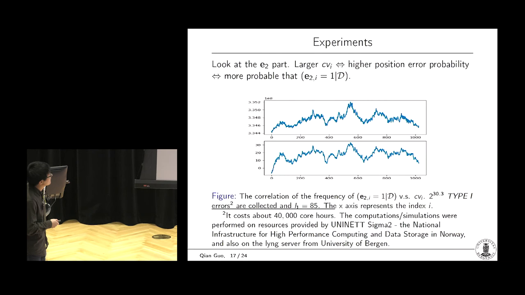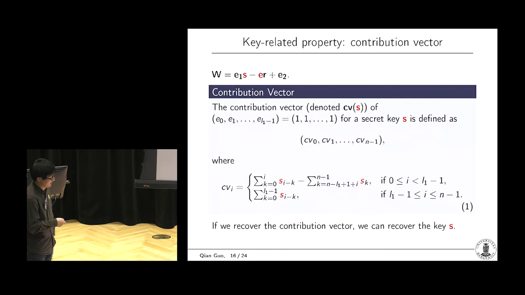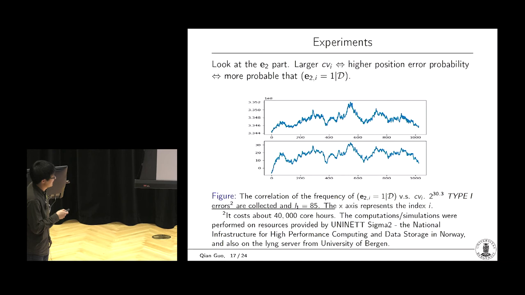If we get this contribution vector, it's easy to recover the key. So the hard part is to recover it. What we do is look at this E2 part. Because for this CVi, if it is large, then with higher probability, this position will be erroneous. Then if the position is erroneous, then with higher probability, Ei will be 1. So we assume that we inserted a positive value in this case.